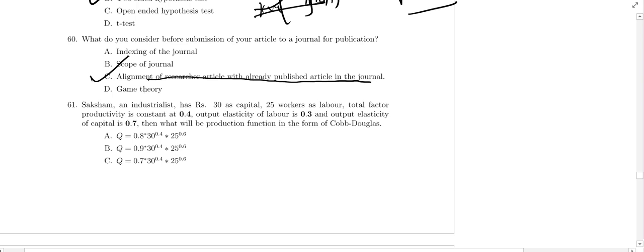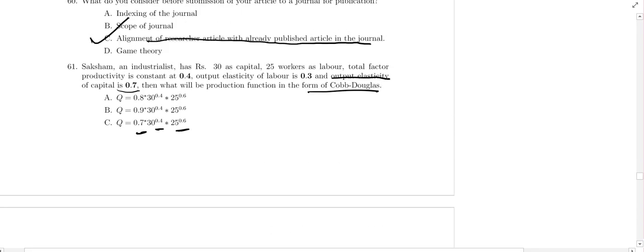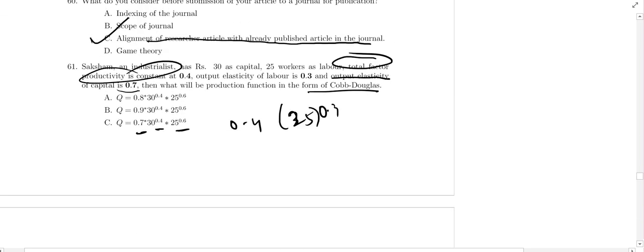61. Sixman, an industrialist, has rupees 30 as capital and 40. So Cobb-Douglas production function here. So 0.7 is the output elasticity. So this is 0.7, and then 30 to the power 0.4 and this. The first part is the total factor productivity here, so that is 0.4 into the 25 and 30, so 25 to the power 0.3 and 30 to the power 0.7. So D is the answer.